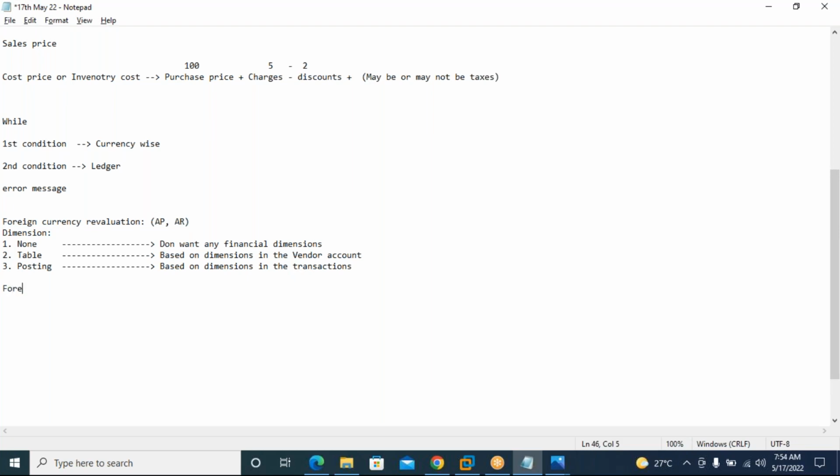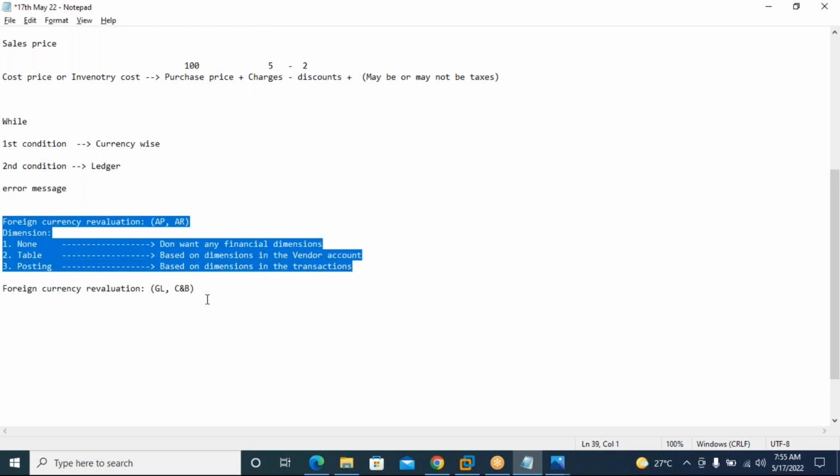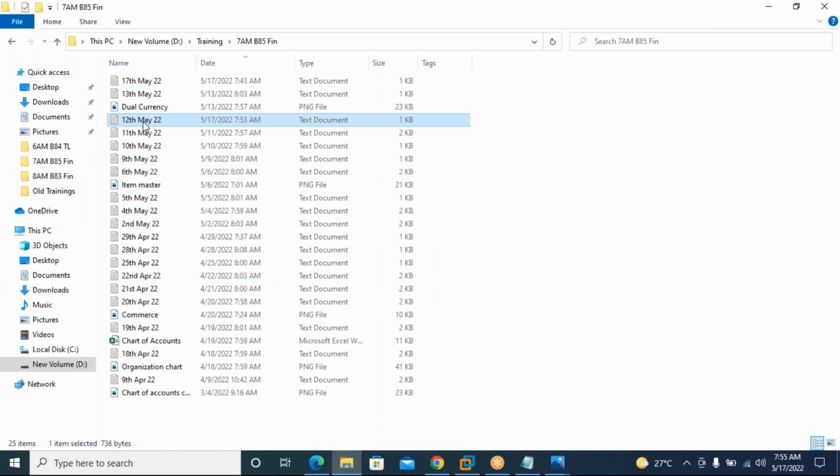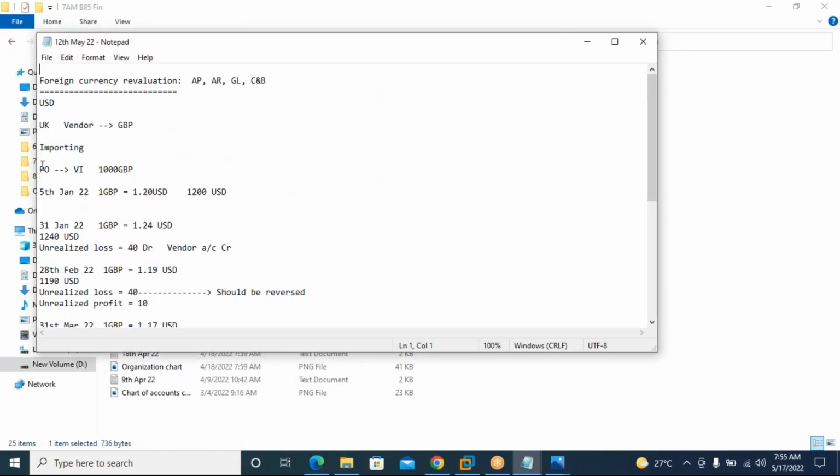Now, foreign currency revaluation in GL and in cash and bank are different. This behavior is different and that behavior is different. Between GL and cash and bank, the logic is similar. Let me explain to you. I'm taking this example.